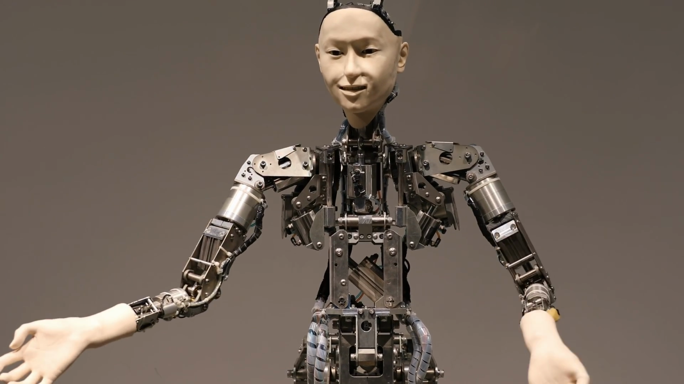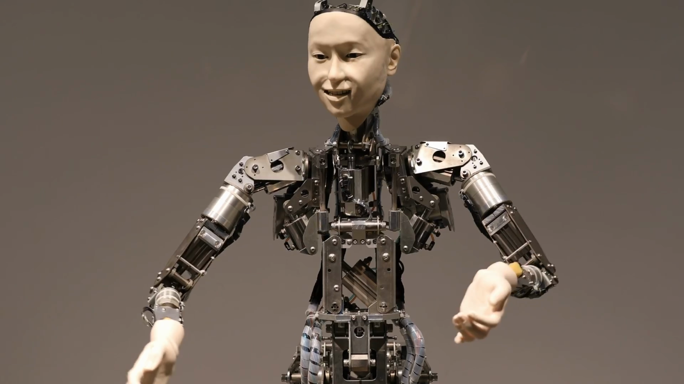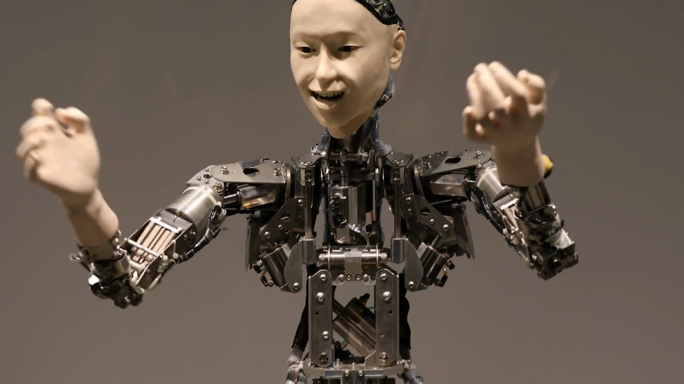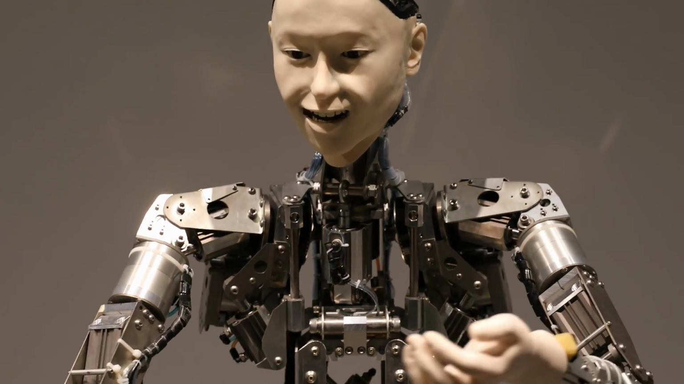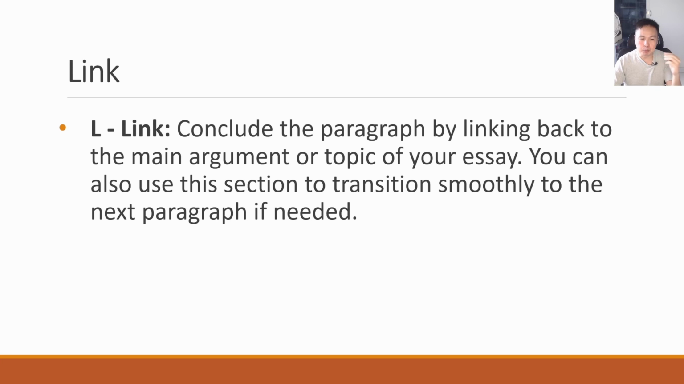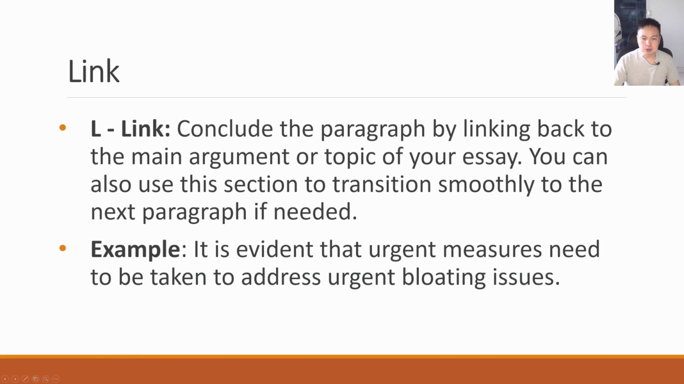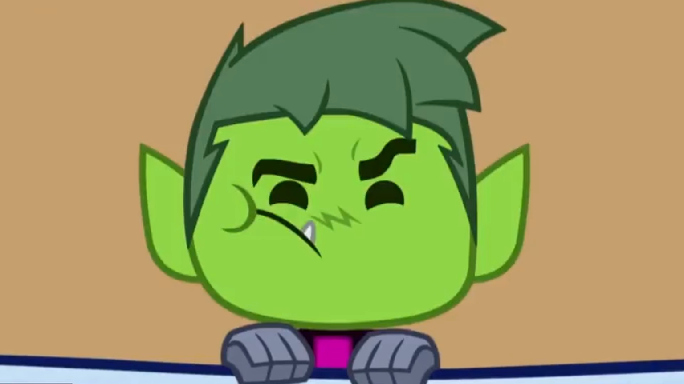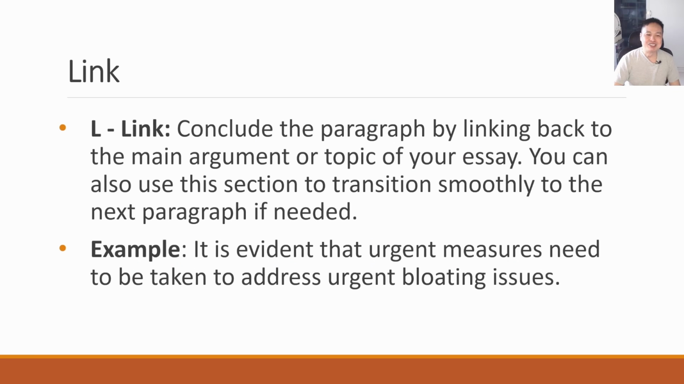As if it's always the same sentence again and again and again. Okay, like for example, "hence this, hence this, hence that." Right, that is a very robotic way of using the link as if you're using a formula. Okay, so that is discouraged. Be water, my friend. So, for example, it is evident that urgent measures need to be taken to address urgent bloating issues, right? You have urgent bloating issues, please go to the toilet to relieve the gas, okay? So, that is the link, right? And we concluded the paragraph.